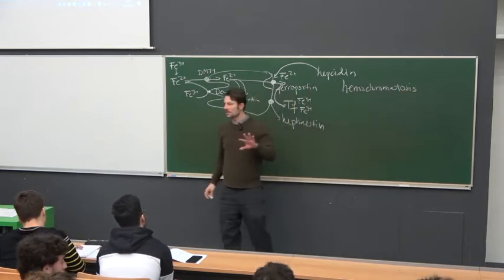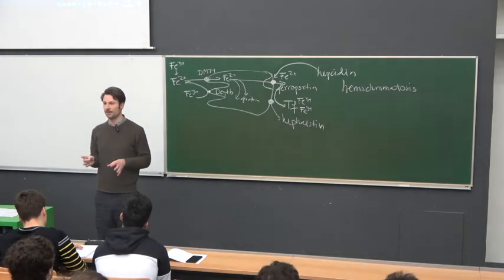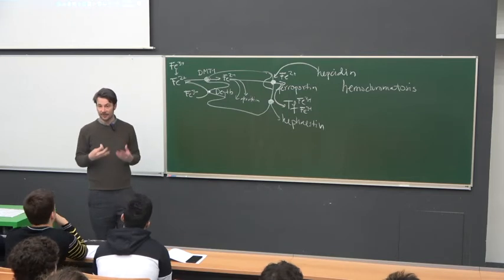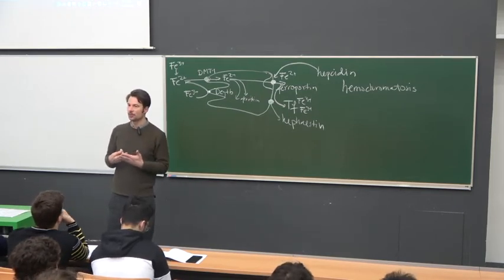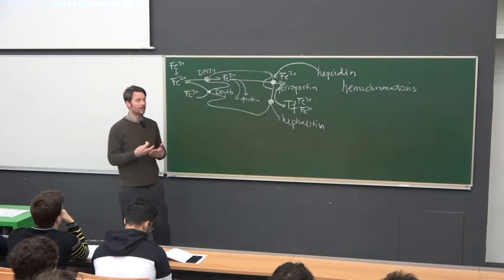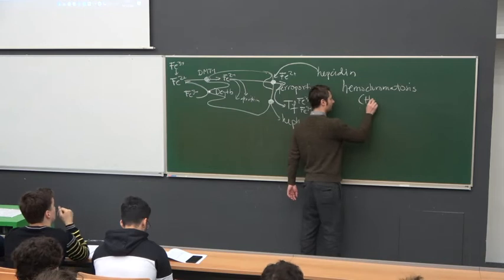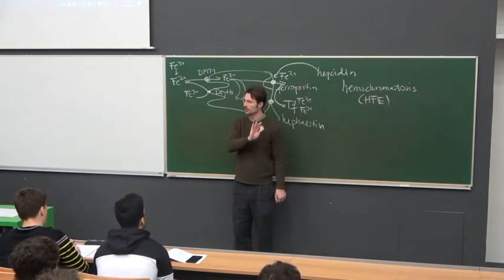So hemochromatosis generally is a disease of iron overload, of too much iron. But the typical example of hemochromatosis is hereditary, inherited hemochromatosis, which is caused by a mutation in a gene called HFE. Not all of them are, but the majority are.